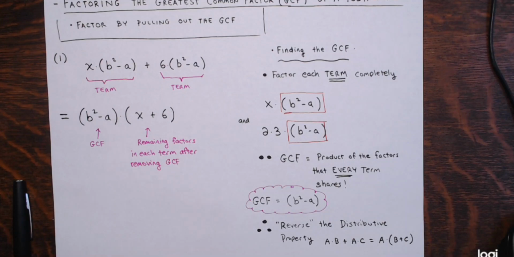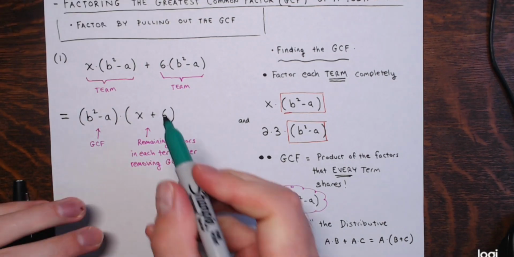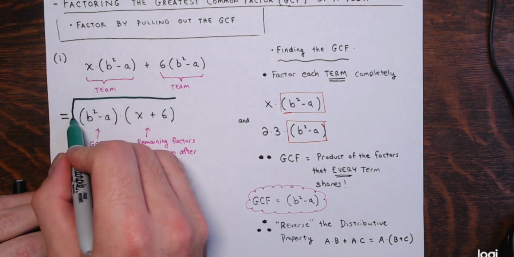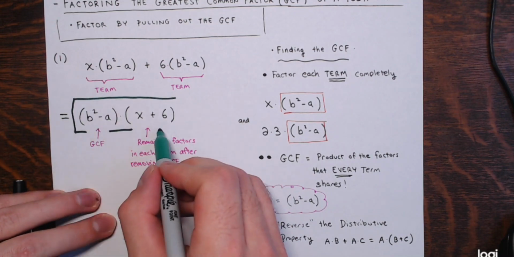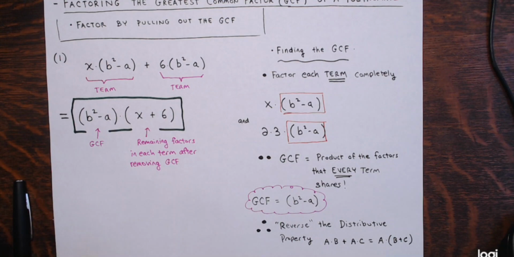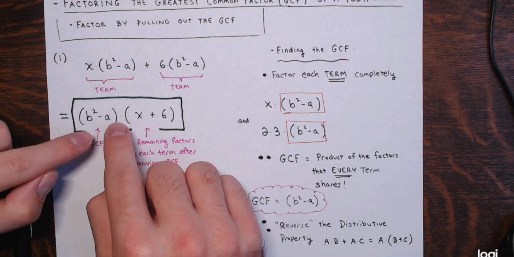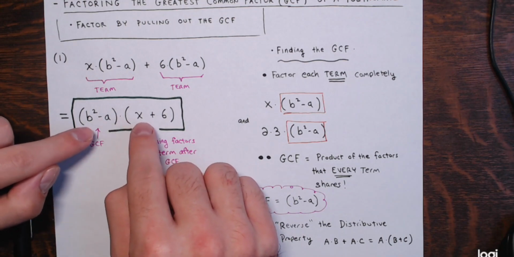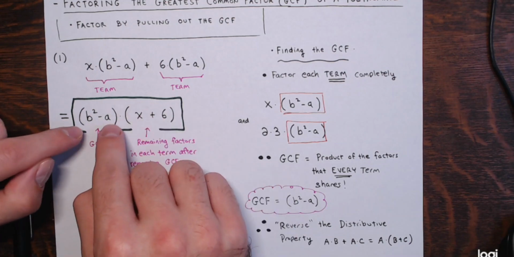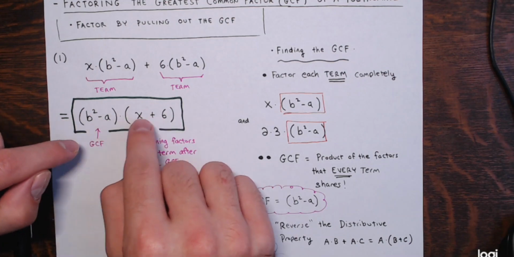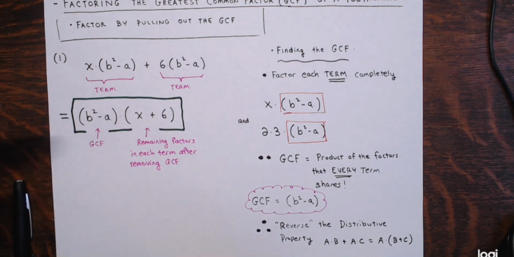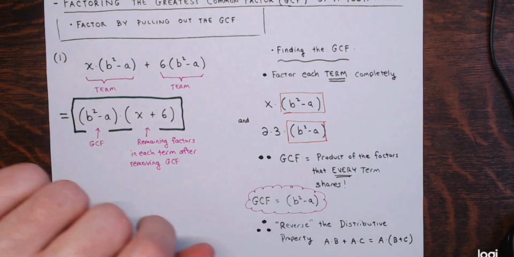And there we go. And that is this expression factored. I'll put it in a box. This is the end. And again, when they say factor, you want to write the expression as a product. This is a product of two factors. You have your GCF as one factor times this quantity x plus 6 as the other factor.